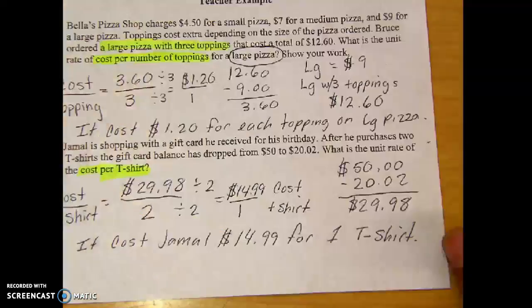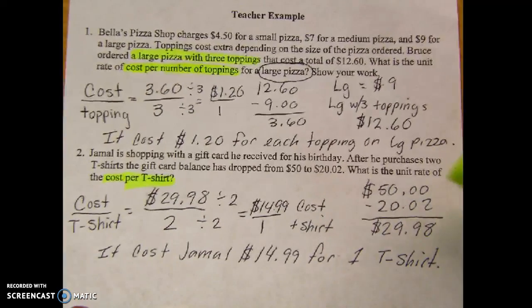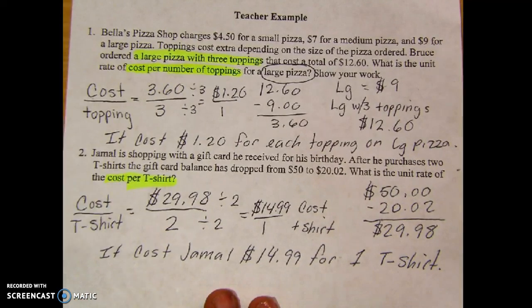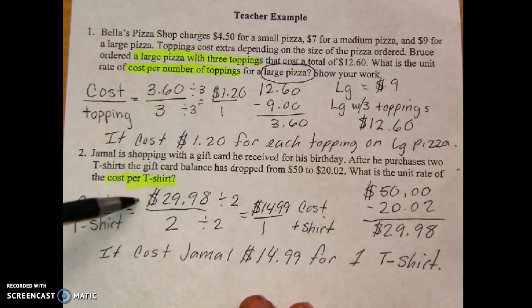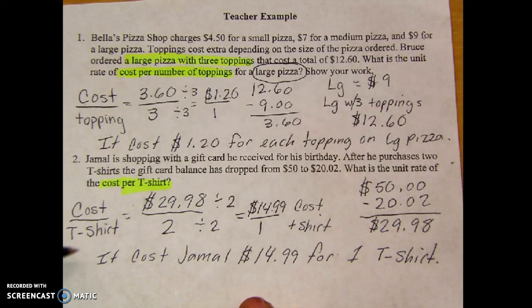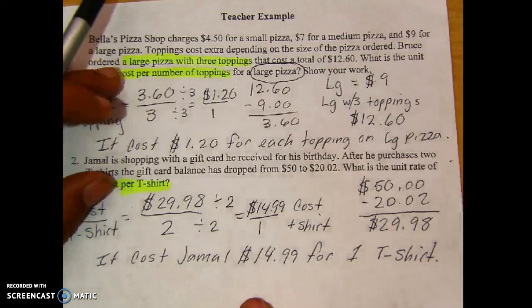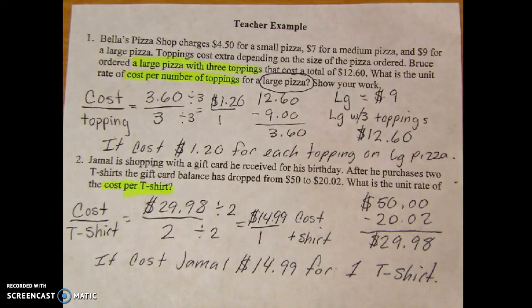I just want to remind you, make sure that you go back to your question so you can set up your unit rate. Anything that says per or indicates 1, that's going to be your denominator. And then make sure you have your numerator. Then you can look for the information that you need.